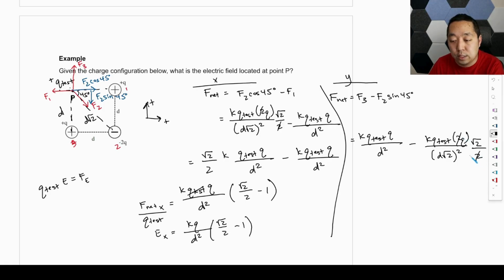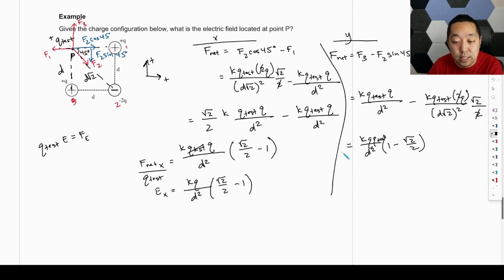So the 2's cancel. So you're going to get pretty much the same thing as we did before, right? It's going to be 1 minus root 2 over 2. So it's going to be KQ over D squared times Q test times 1 minus root 2 over 2. And again, that's the net force in the y direction. So the electric field in the y direction, you just divide out that Q test. Okay, so you just do that, minus root 2 over 2.